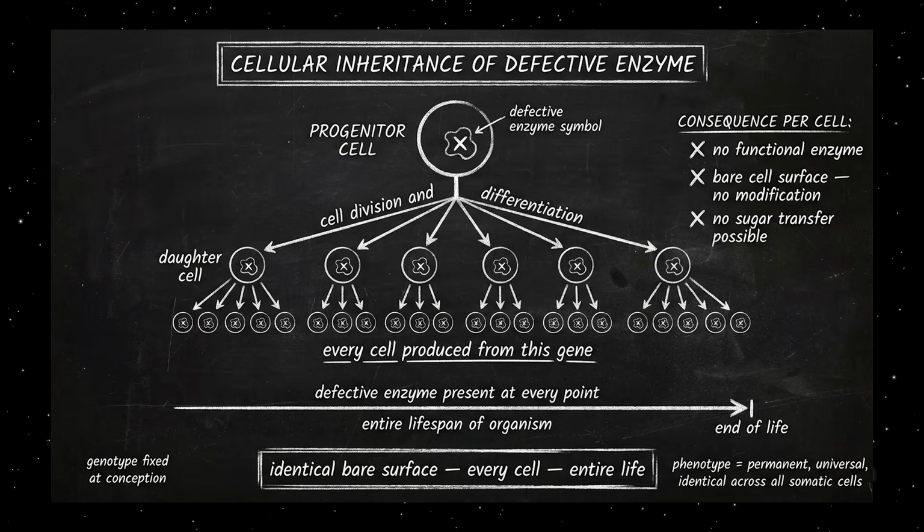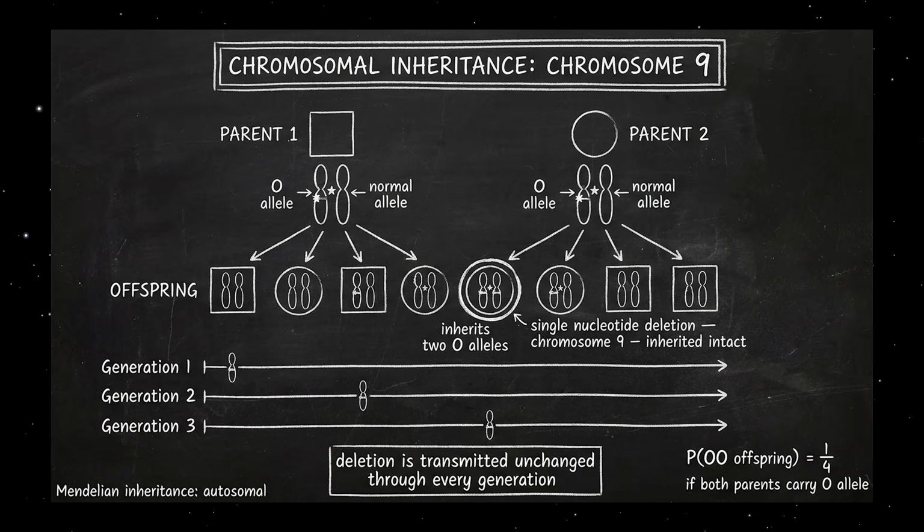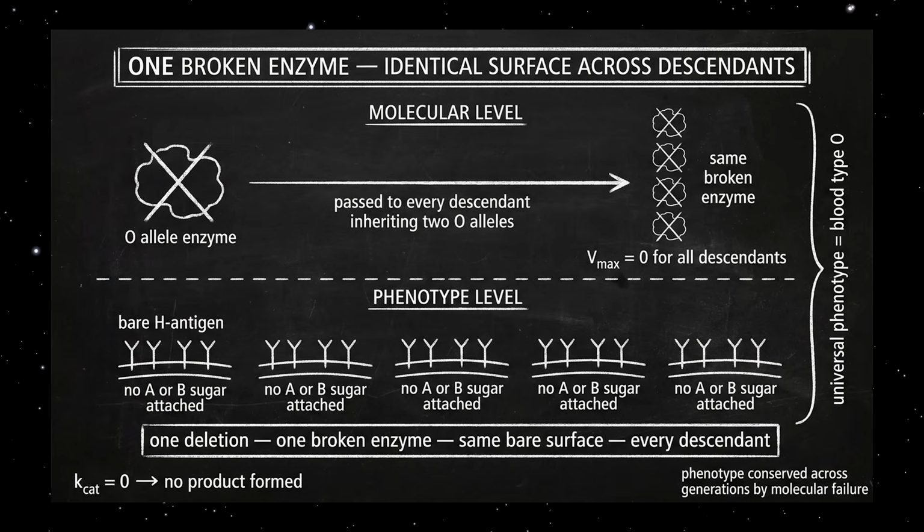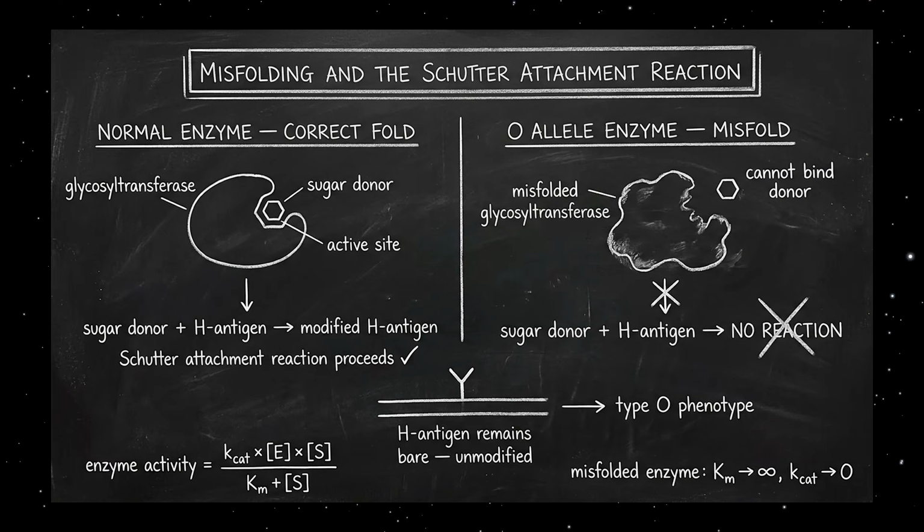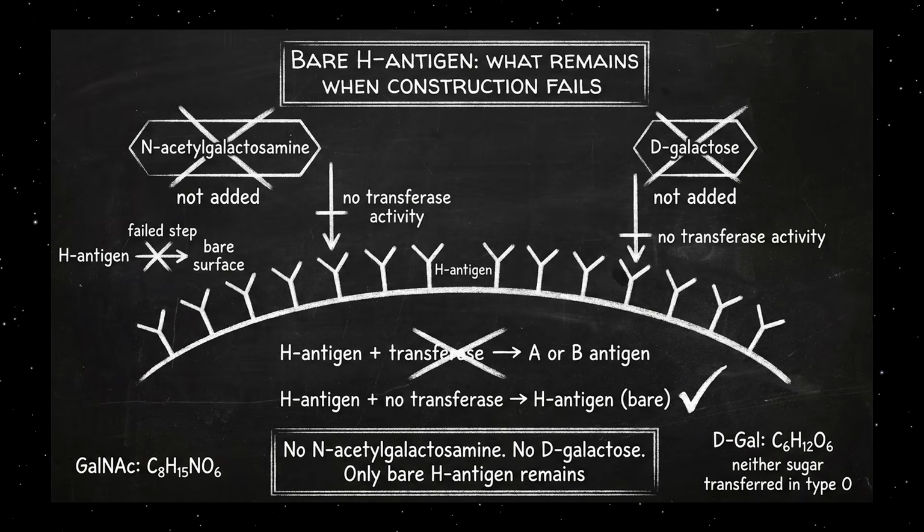Every cell the body produces from this gene will carry the defective enzyme and an identical bare surface for the owner's entire life. The deletion is inherited, passed from parent to child through chromosome 9 in every generation, one broken enzyme producing the same bare surface across every descendant who inherits two copies of the O allele. The enzyme is produced but misfolds into a shape that cannot catalyze the sugar attachment reaction. The H antigen sits on the cell surface unmodified. No N-acetylgalactosamine, no D-galactose. The bare H antigen is what remains when the construction machinery fails.